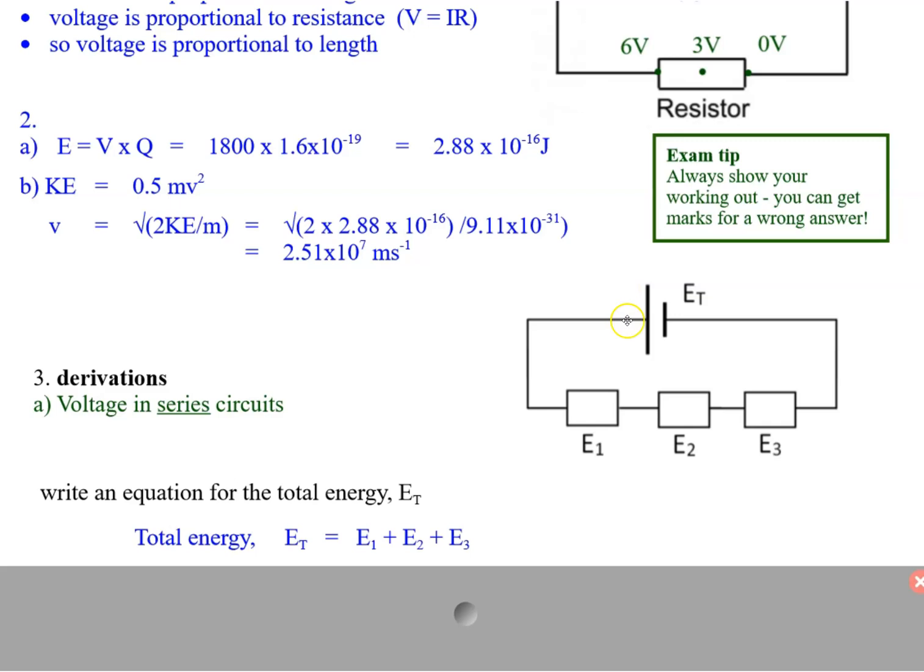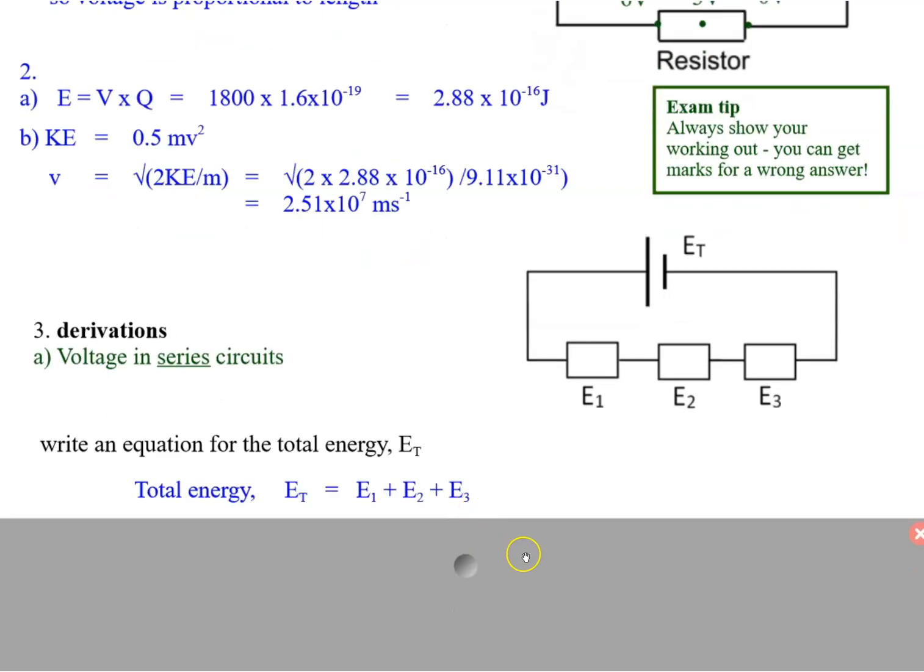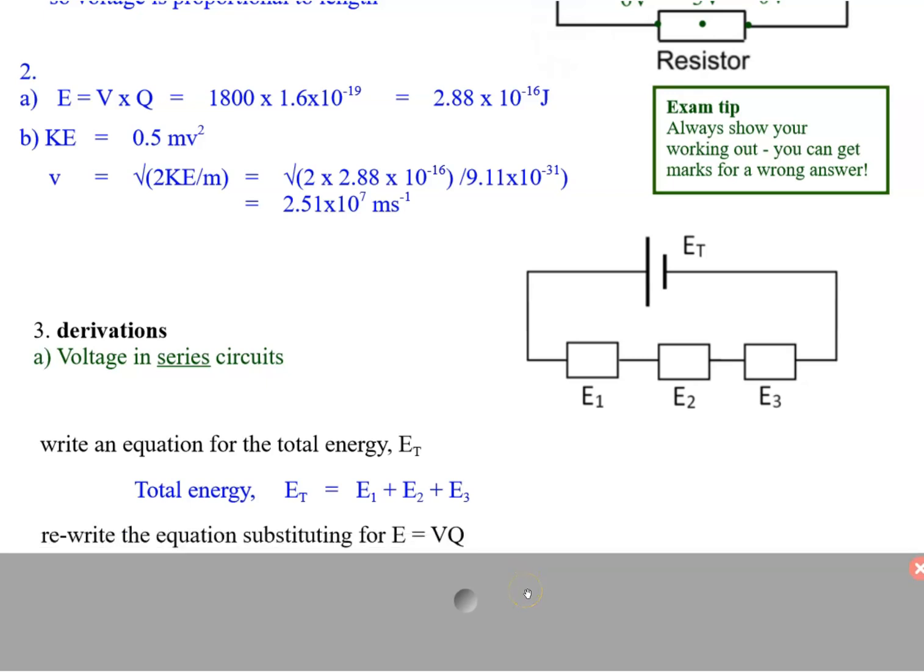If you think about it, that should make sense. If I have 100 joules of energy here, then that's going to be shared out among these 3 resistors. If they all have the same resistance value, it will be an equal share. If we have a larger resistance, then it will have a different value of energy. Okay, that's our starting point based on conservation of energy.